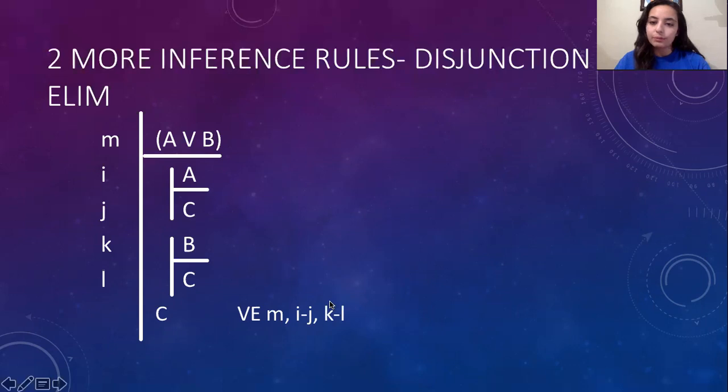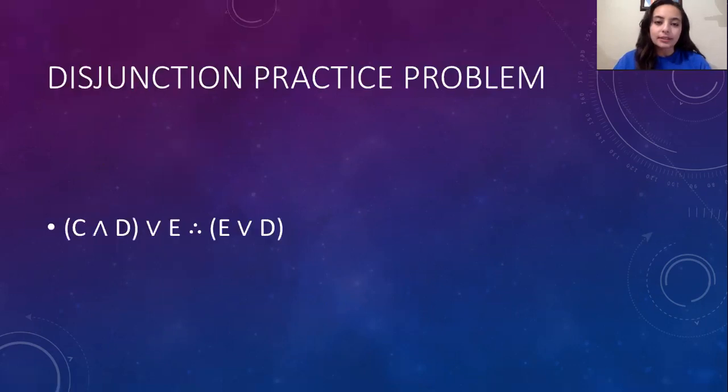Pretty straightforward. Okay, so let's look at some practice. Let's say we want to prove E or D using this one premise, C and D, parentheses, or E. So this is our premise, and then you see these three dots, it's like therefore or prove or whatever. Okay? So pretty straightforward.